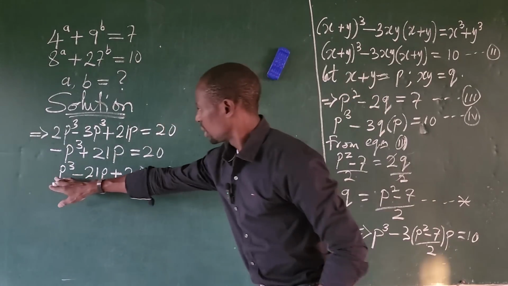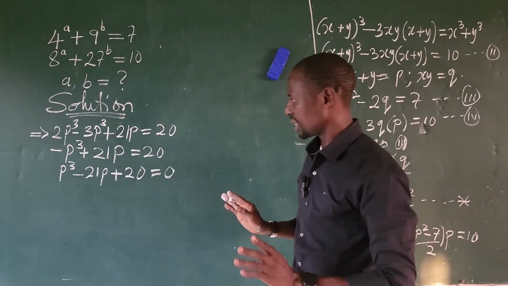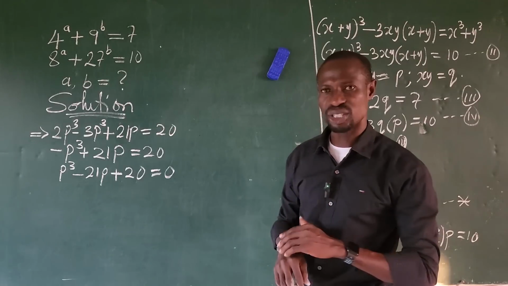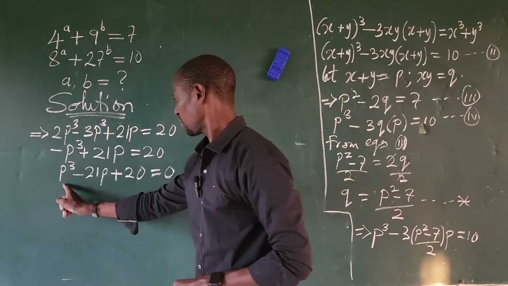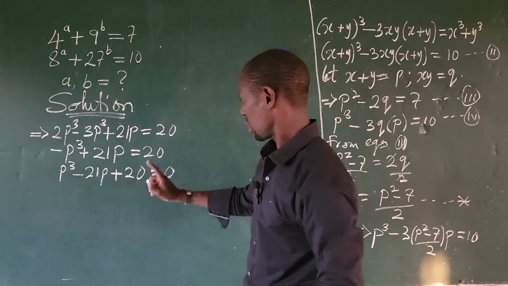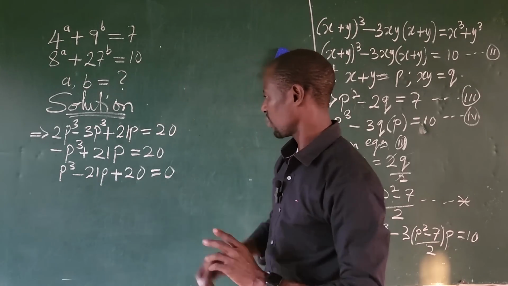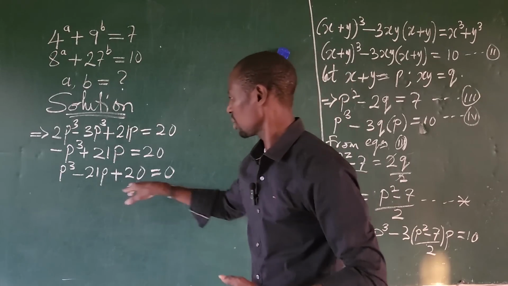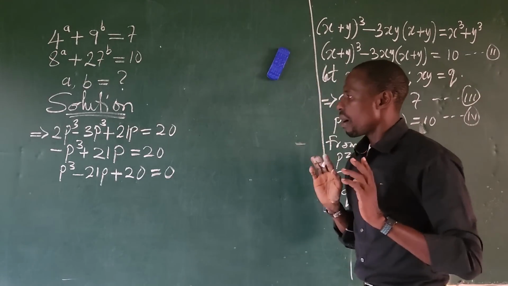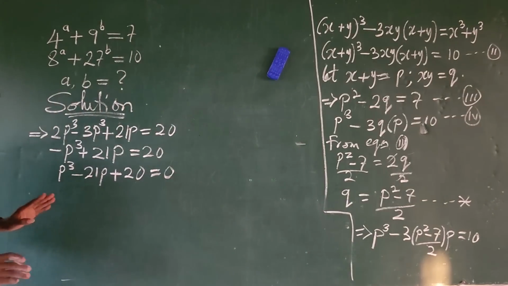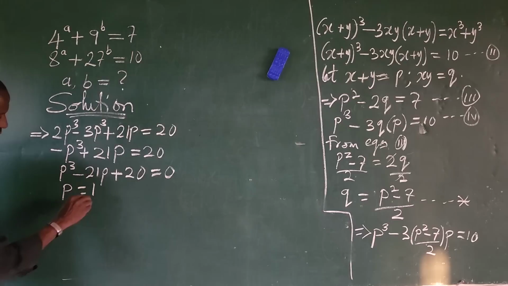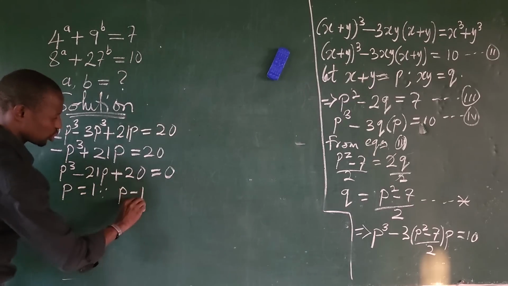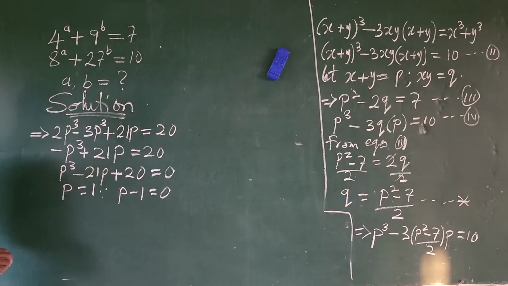So again, this is a trinomial equation. How do we solve this? We're going to use the trial by error method to get the first factor. Now, if we put in positive 1 here, it will give us 1, then minus 21 will give us minus 20. Minus 20 plus 20 will give us 0. So plus 1 is one of the roots. So p equal to 1, therefore p minus 1 equal to 0 is the first factor.